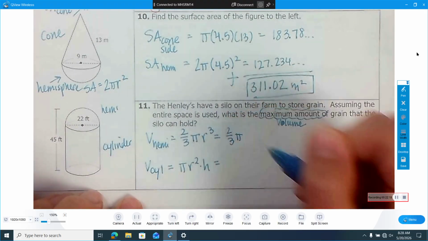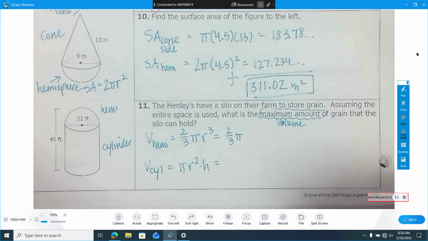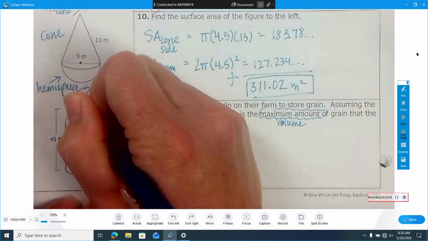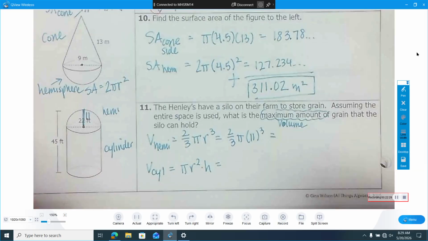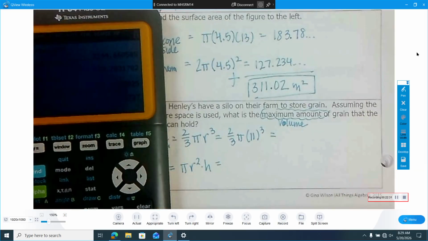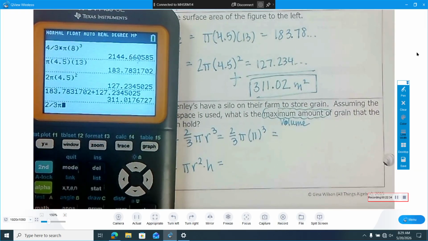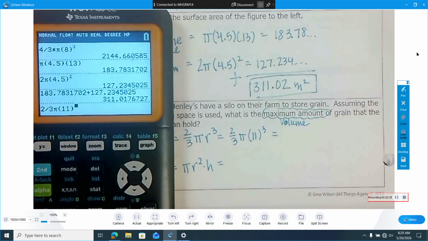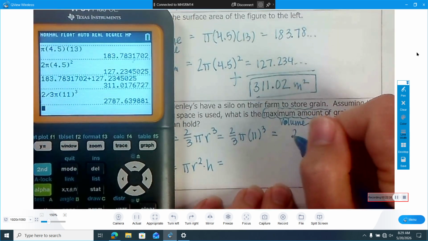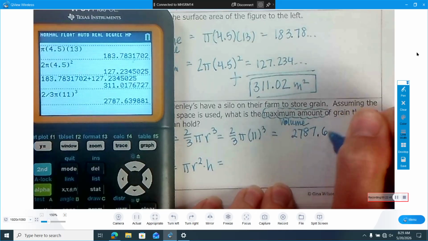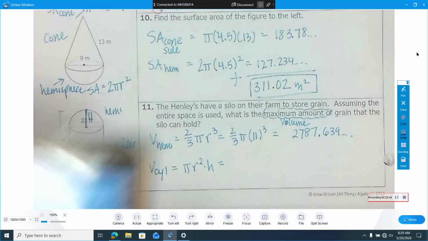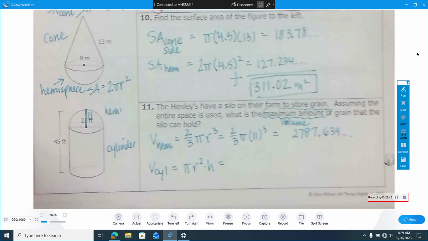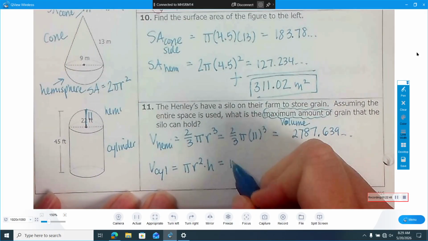2/3 times pi. What's our radius for our hemisphere? 11. So that radius is 11. Very good. So 11 cubed. So I'm going to put that in: 2/3 pi times 11 to the third. And we get 2787.639, on and on. Okay. All right. Volume of the cylinder is pi.